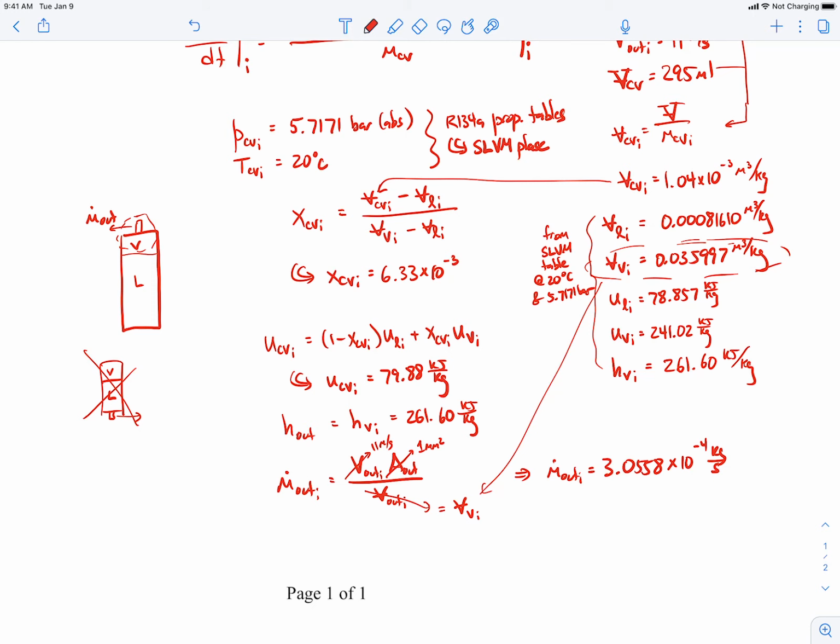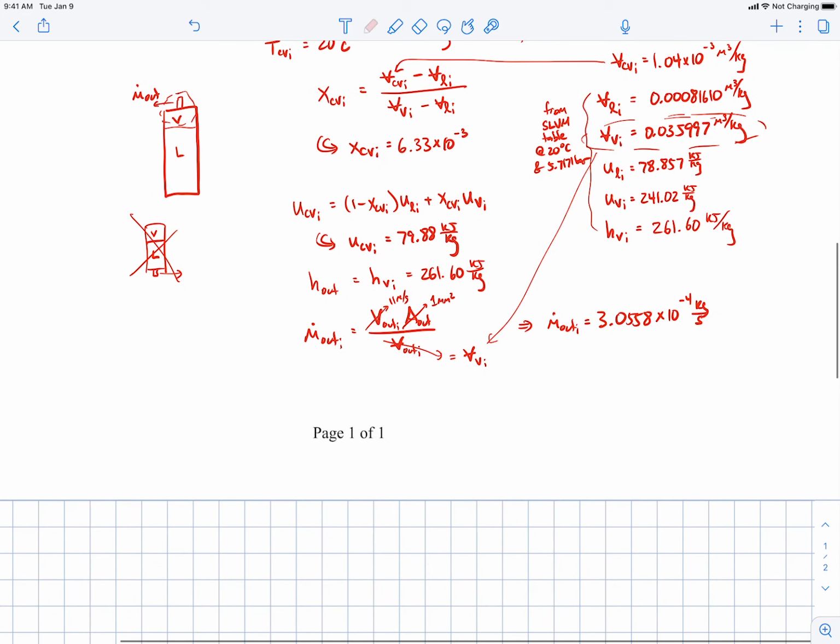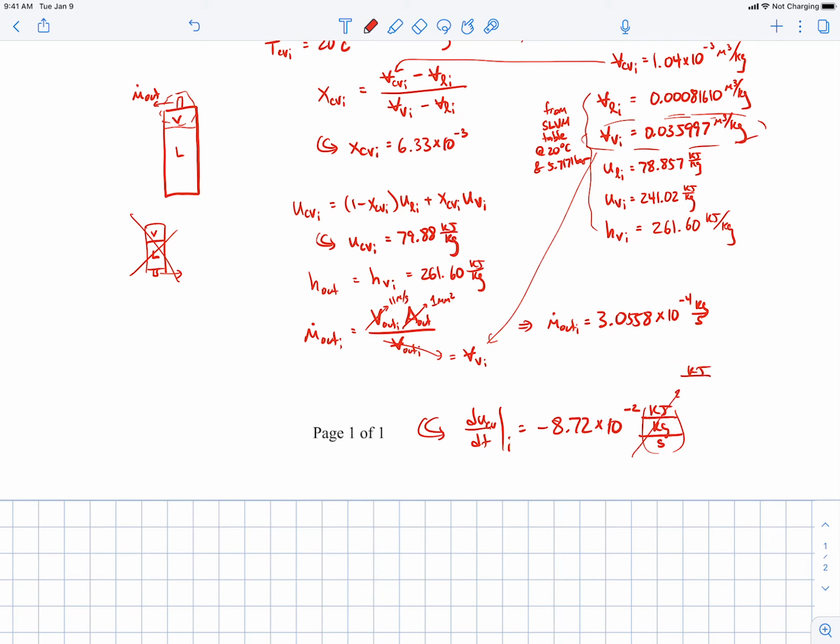So now we finally have everything we need to calculate the time rate of change of the specific internal energy inside the control volume. When we do all those calculations, we'll get this to be minus 8.72 times 10 to the minus 2 kilojoules per kilogram, and that whole thing is divided by time, seconds. So this is just kilojoules per kilogram second. So that's what we were looking for.